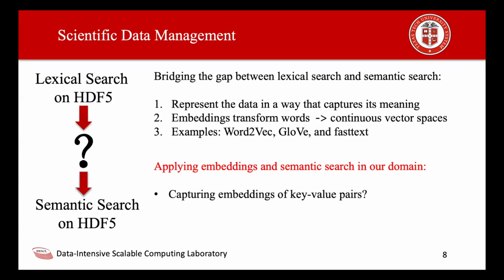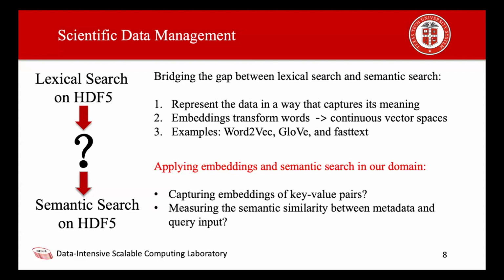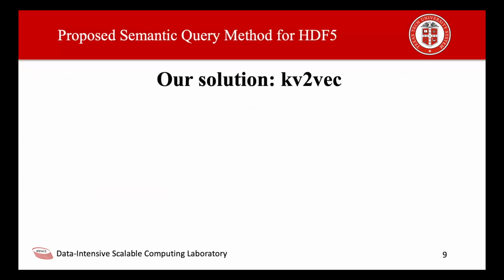The first question is how to capture the embeddings of key-value pairs instead of words. The second one is how to measure the semantic similarity between metadata and query input. Based on these two challenges, we have two papers. In the first one we proposed a method called Key-Value-to-Vec, which means key-value pairs to vector. In the second one we proposed a method called PSQS, Parallel Semantic Query Service, to answer the second question. So I will introduce them. The first one is Key-Value-to-Vec.